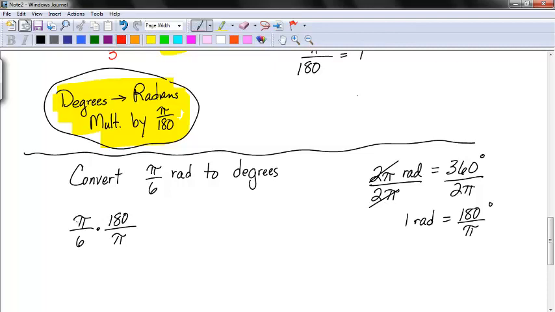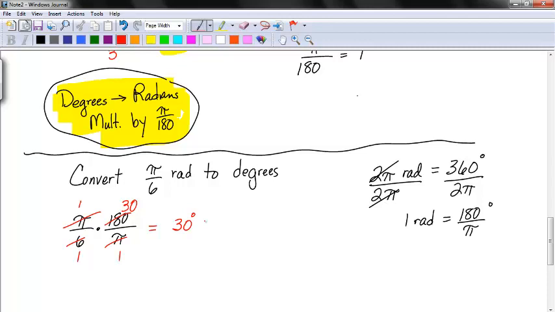Reduce it. The pi's divide out. Those will reduce. Don't say they cancel. Canceling means subtraction. Say they either reduce or they divide out. 6 divides out, and 6 goes into 180 30 times. Multiply across on top, multiply across on the bottom. So pi over 6 radians is equal to 30 degrees.